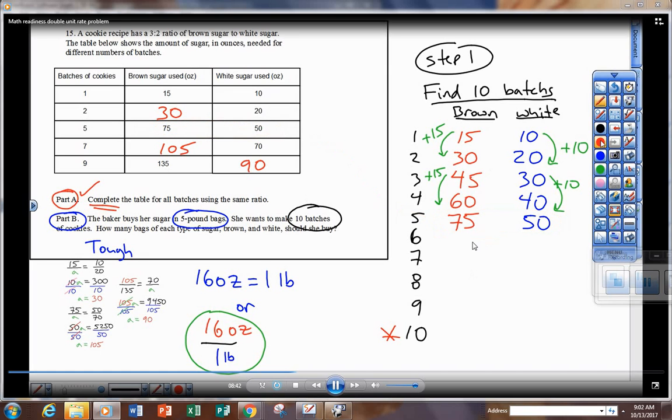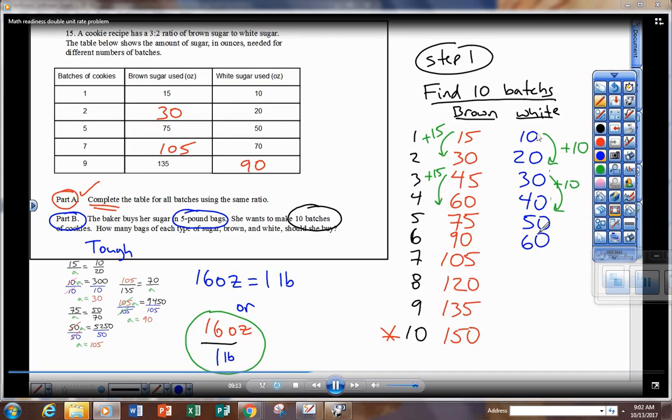Keep going. So 75 plus 15, 90. 90 plus 15 gives me 105. There it is, 7th term right there, 7th batch. 105 plus 15, 120. 120 plus 15 gives me 135. There it is, the 9th batch, 135. And then the all-important number, 10 batches of cookies, 150 ounces using 135 plus 15.